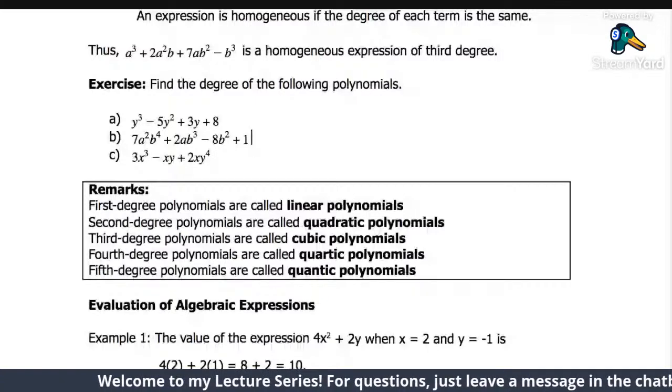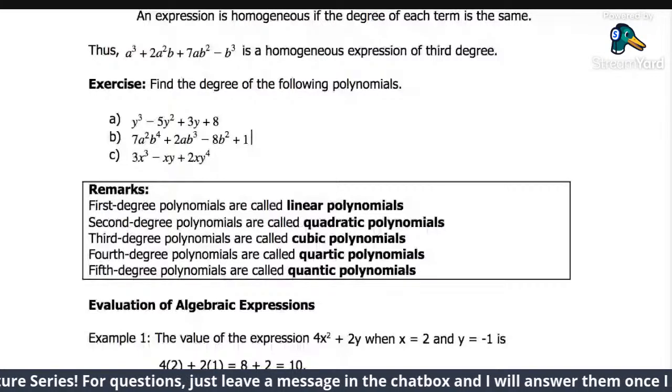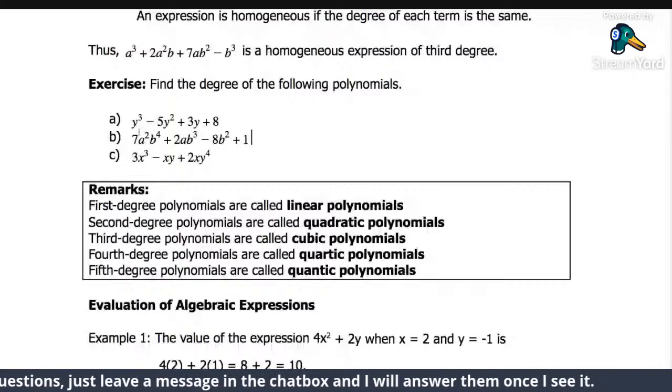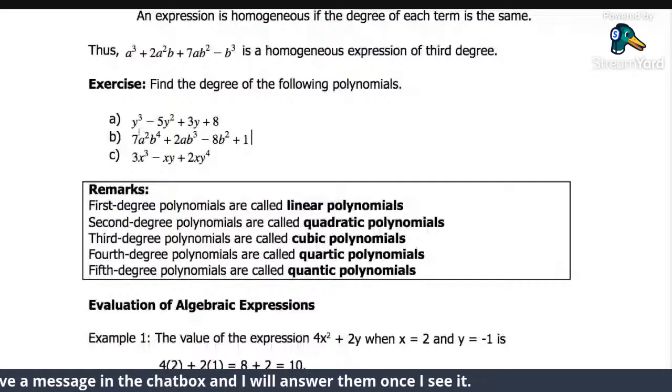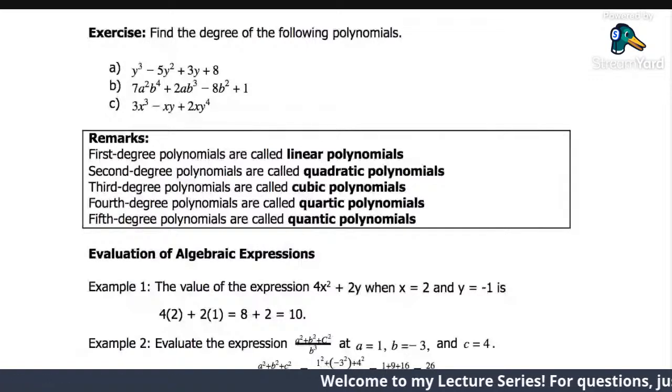So for letter B, the answer is 6. Here, a squared plus b to the fourth. So 2 plus 4 is 6. Okay. Letter C is, what's the degree of the polynomial expression under letter C?